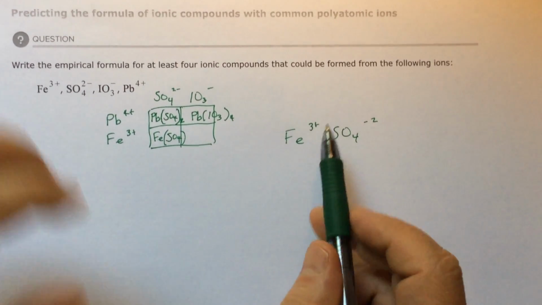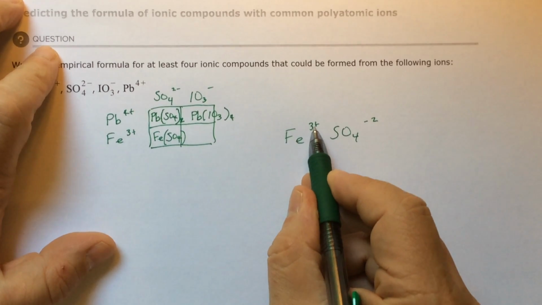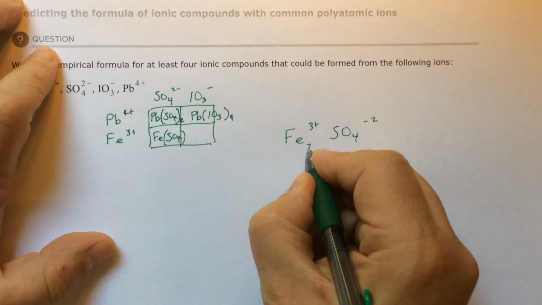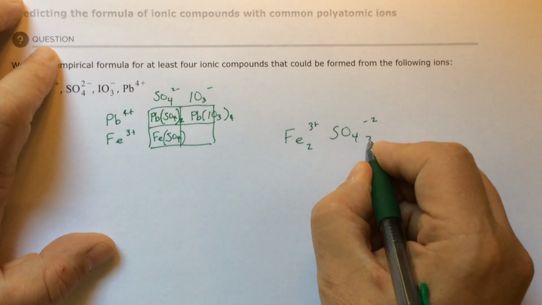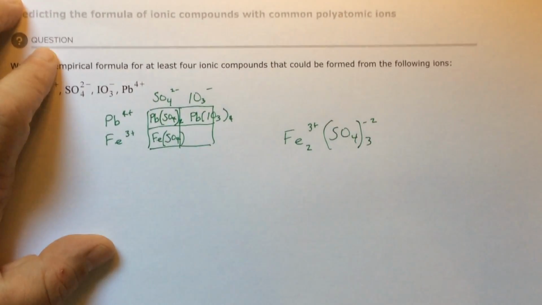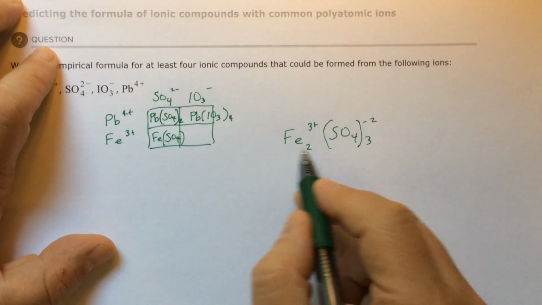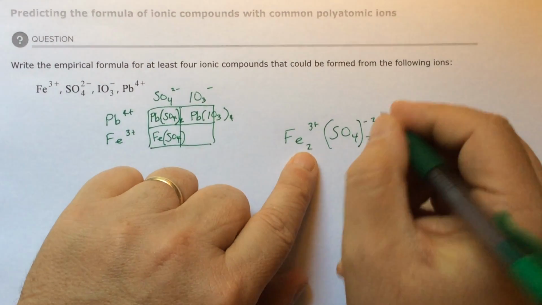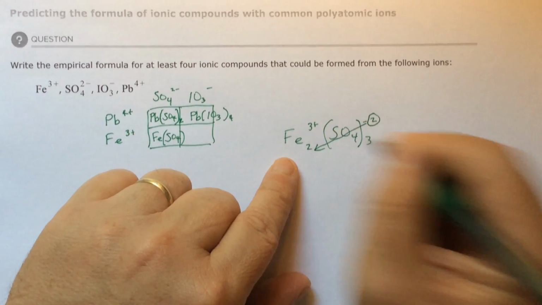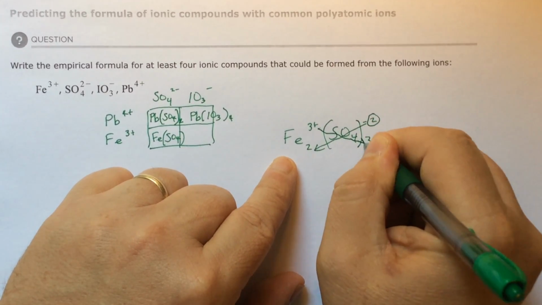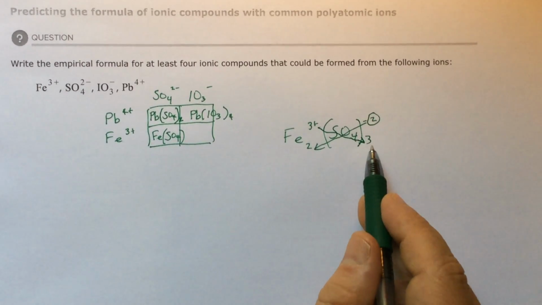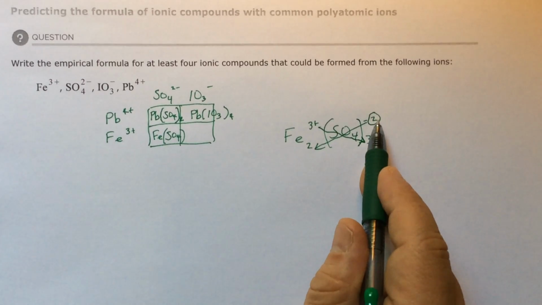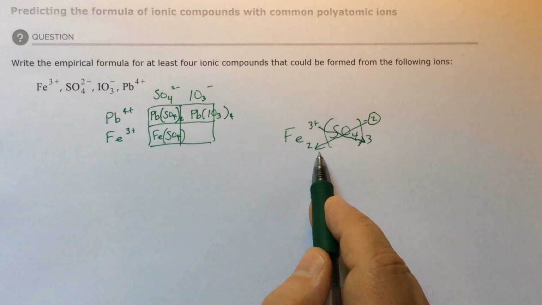What is the common denominator between 3 and 2? It's 6. So what times 3 is 6? 2. I'm going to need a subscript 2 for the iron. What times 2 is 6? 3. And so since this is a polyatomic ion, I'm going to need parentheses around that. I'm going to need 3. The easy way to do it is that 2 coming down and this 3 coming down. That's how I do it. I just know that whatever the charge of the first is becomes the subscript of the second. Whatever the charge of the second is becomes the subscript of the first.